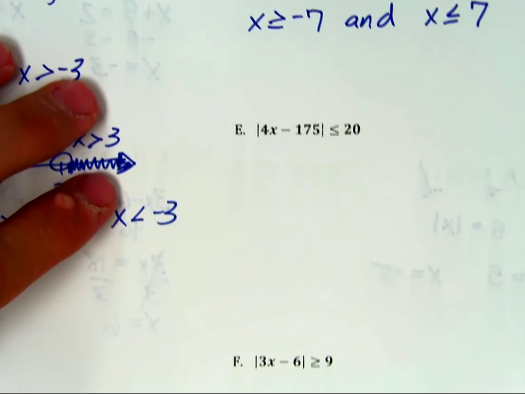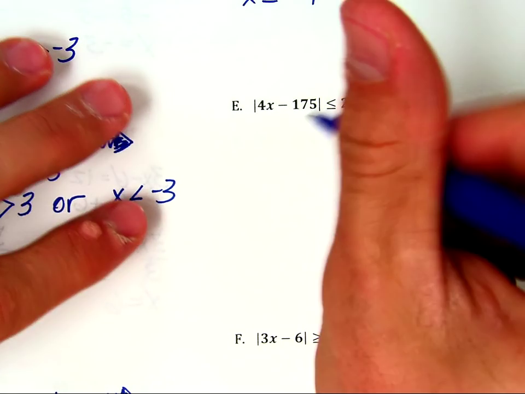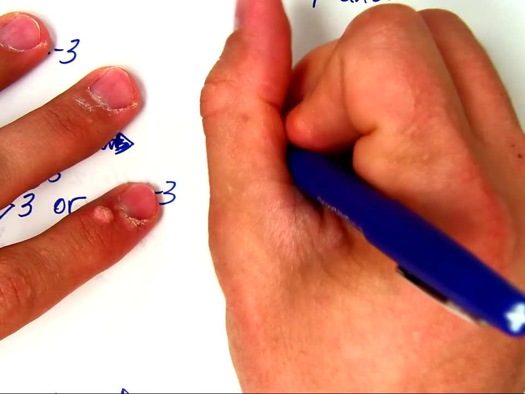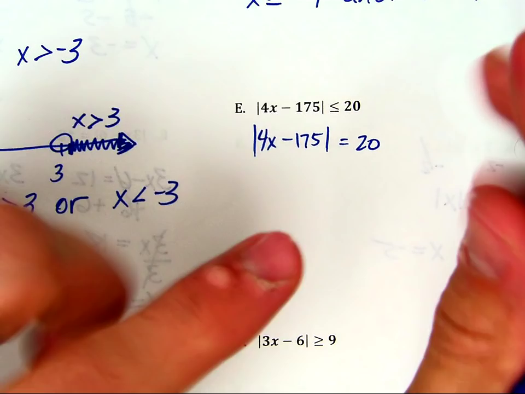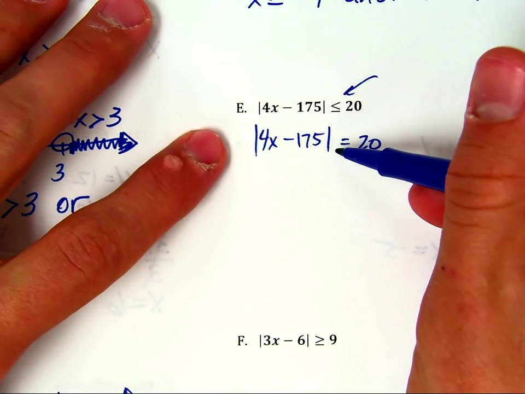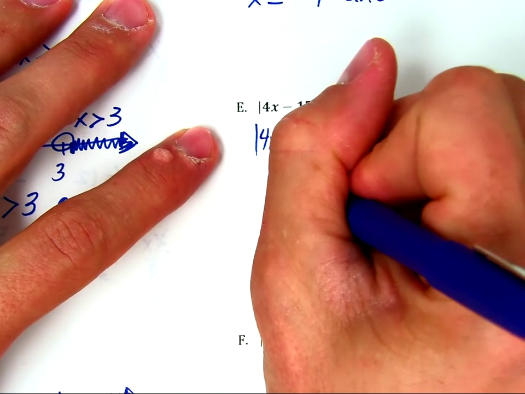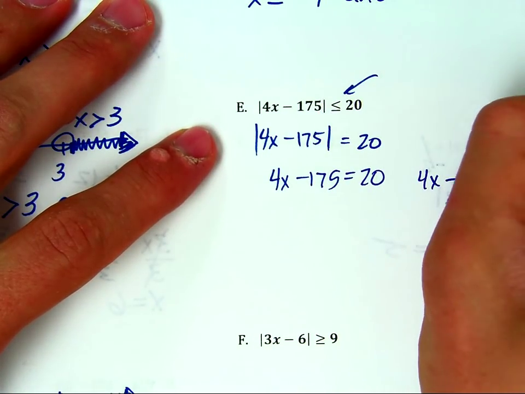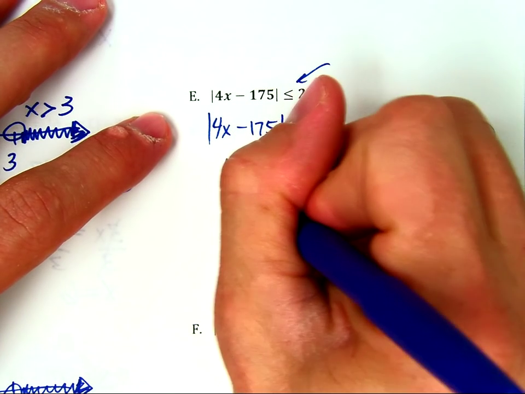Okay. Next one for E. Absolute value of 4x minus 175 is less than or equal to 20. So before we do anything, I'm going to treat this one like an absolute value equation. Then once we know what the x values are, once we know the parameters of our graph, then we can take a look at the inequality. Just like we did with the equations, there's nothing outside of the absolute value, so I'm not going to do anything first. We're going to take the 4x minus 175, set it equal to 20, and set it equal to a negative 20. I'm going to solve both of these equations.